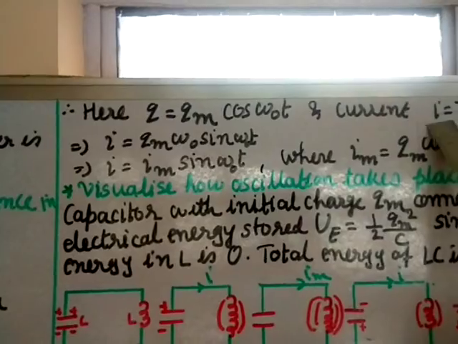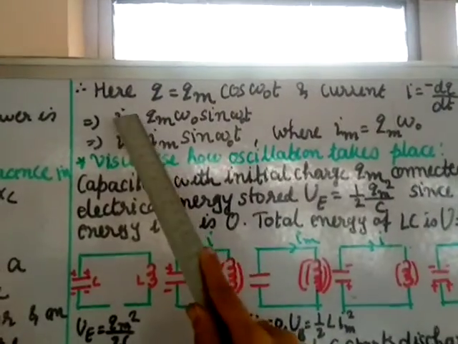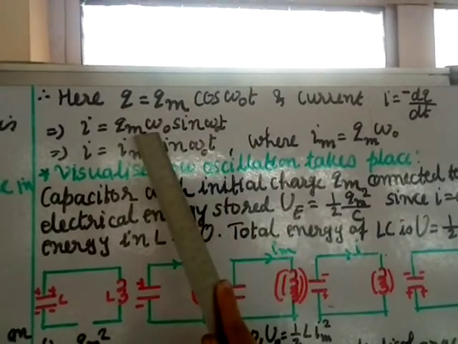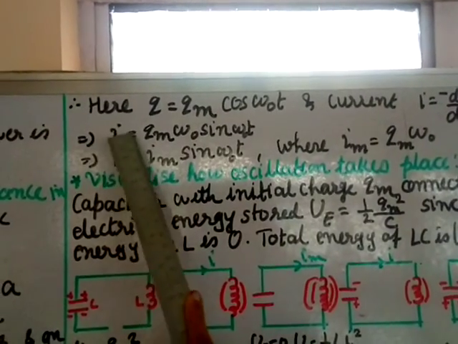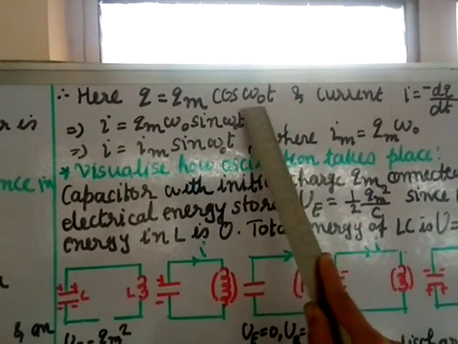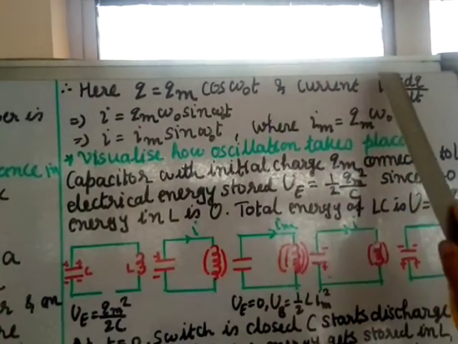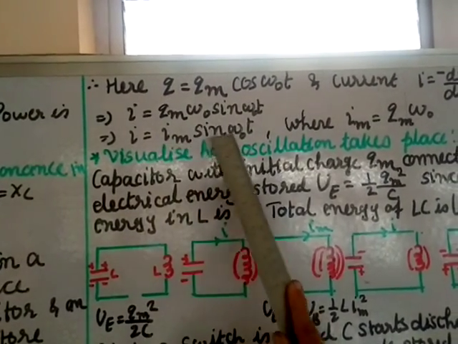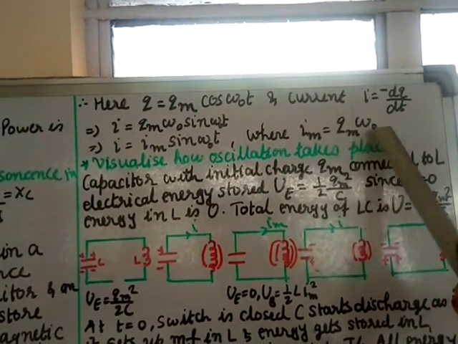And current I is equal to minus dq by dt. So just differentiate it, but you have to take the negative sign. Differentiating Qm cos omega naught t gives minus sin omega naught t, multiplied by omega naught, and that is minus, but there is already a minus, so it cancels. So I is equal to Qm omega naught sin omega naught t. This can be written as I equal to Im sin omega naught t, where Im is equal to Qm omega naught.